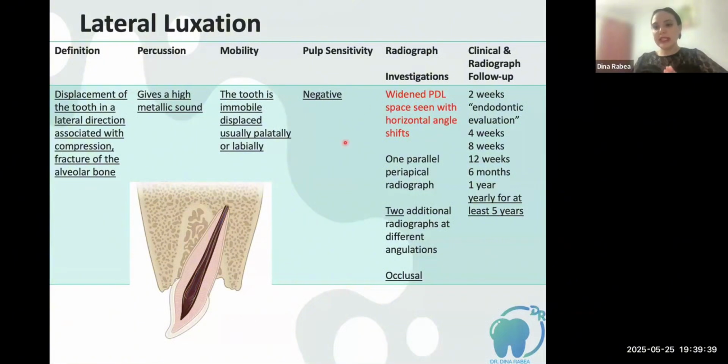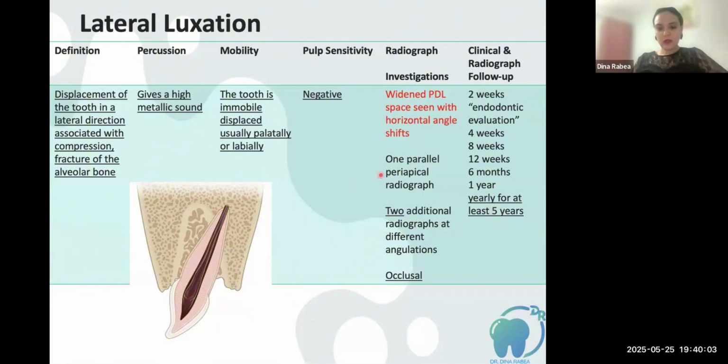And on the radiograph, we can see one portion of the periodontium with widening and the other portion where the tooth has crushed. We do not see the periodontium at all. So that's why we have to see multiple angulations on the radiograph to make sure we can diagnose the fracture line, the luxation line.